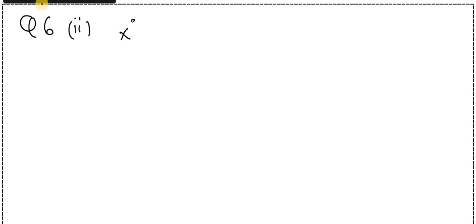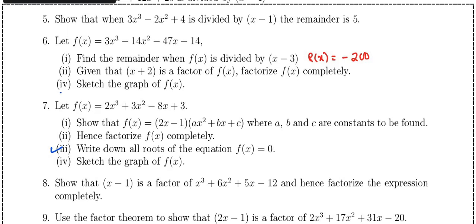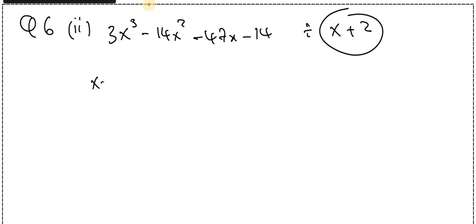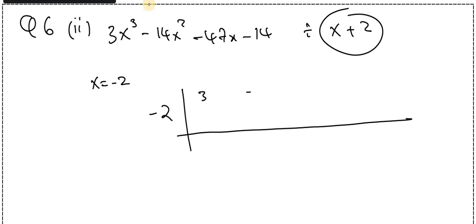So this is question 6, Roman numeral 2. That's x to the power 3, there's a 3 in front. This is 14x squared minus 47x, then a minus 14. We're dividing it by x plus 2. So I'll solve this. That's going to be x is equal to negative 2. Synthetic again, because it's easy and fast, we have this. We have a negative 47, then we have a negative 14.